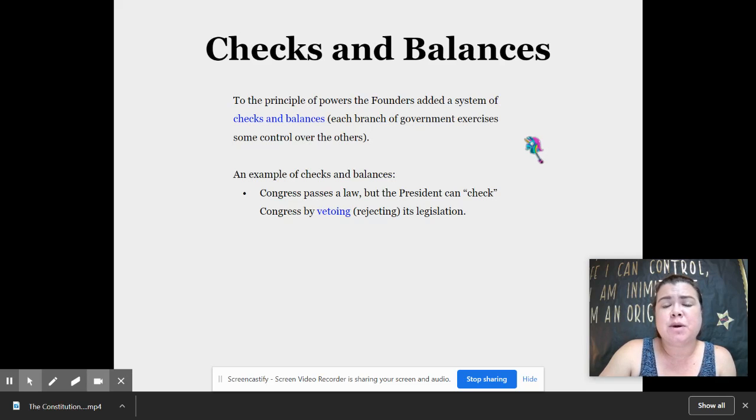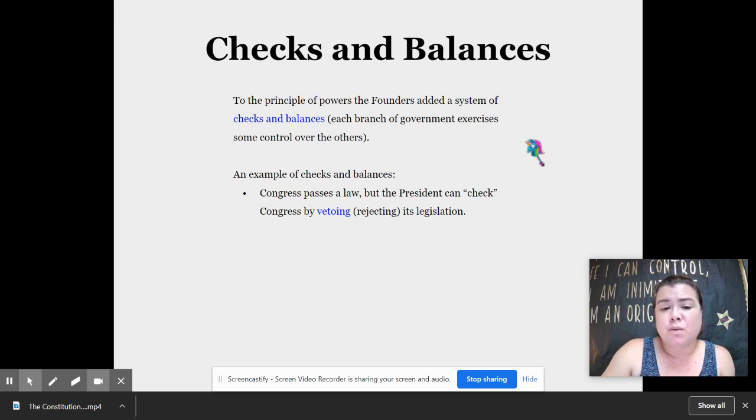Checks and balances. The principle of checks and balances is that each branch can exercise some control over the other branches. So for instance, when Congress passes a law, the president can check Congress by vetoing the law, which is rejecting it. So veto means rejection. Now, if the president vetoes it and Congress gets 2/3 of the vote and they override him, they can also check his power as well.